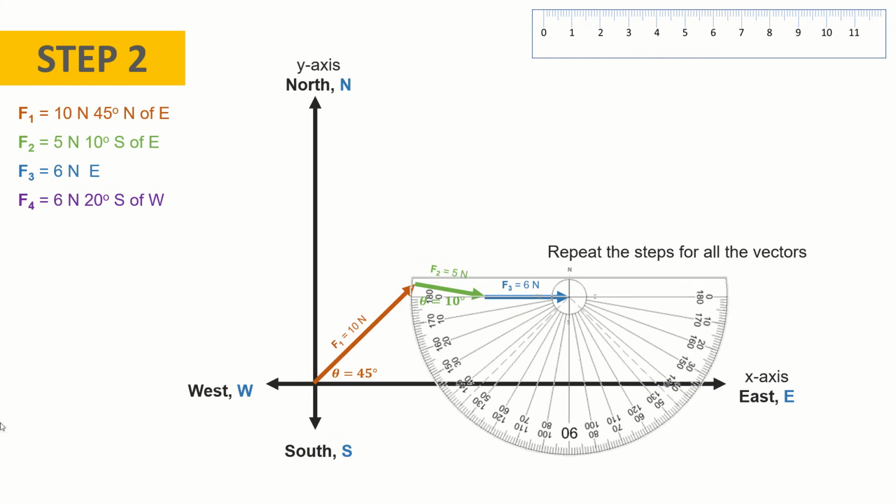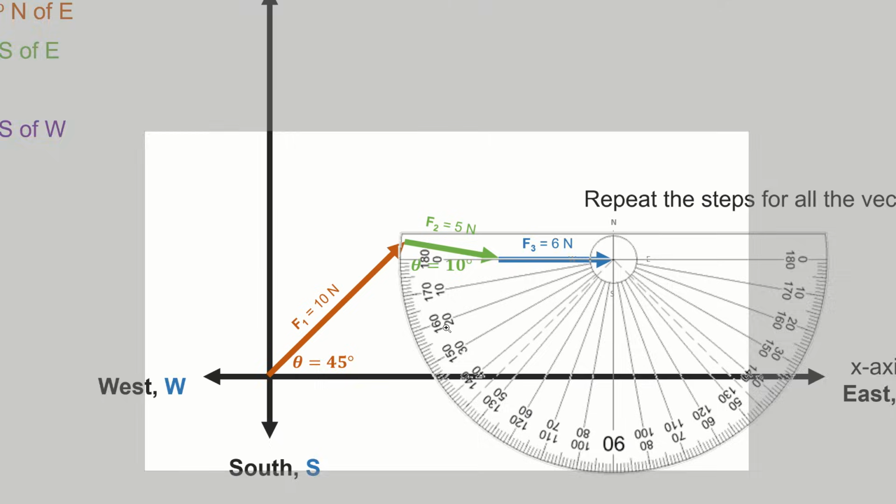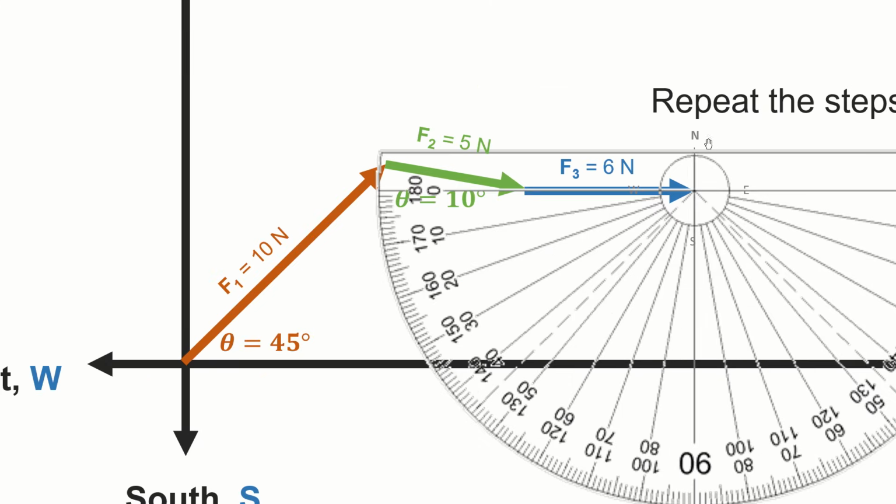Force vector number 4 is directed 20 degrees south of west. So, 20 degrees south of west. Here we have our Cartesian plane, and south of west is here. Somewhere here. Since this is south and this is the west line, we need to measure 20 degrees with respect to our west line.